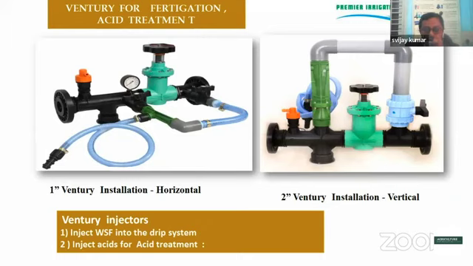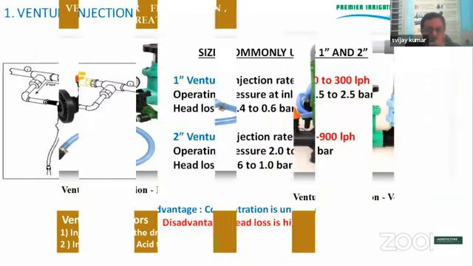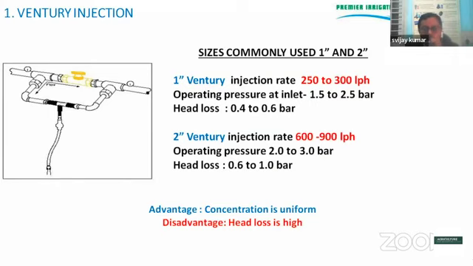I have shown you this and explained it earlier, but for the benefit of those who might have joined now, the Venturi basically has two functions. One is to apply the water soluble fertilizers into the drip system, and also you can inject the acids that are required for the safe upkeep of the micro irrigation system. So which sizes are available in the market?